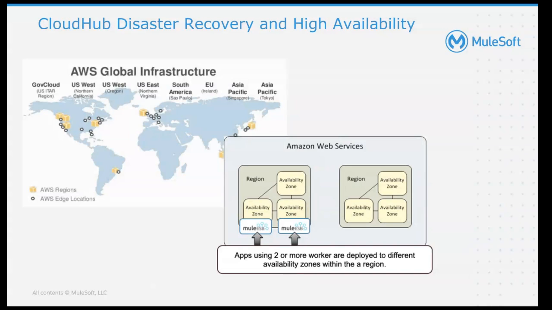Some companies, I've seen some financial institutions, have a requirement to also have disaster recovery in place. In disaster recovery scenarios, you can deploy one Mule application in the Amazon East region, and then deploy another Mule application in the Amazon West region. In that case, you need to make sure you have another external load balancer that will take care of balancing the load in case one of the regions goes down. So that's how you would approach the disaster recovery scenario.